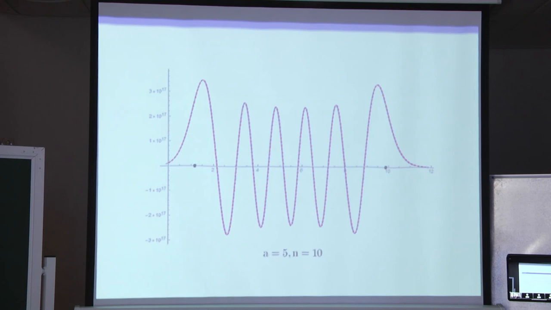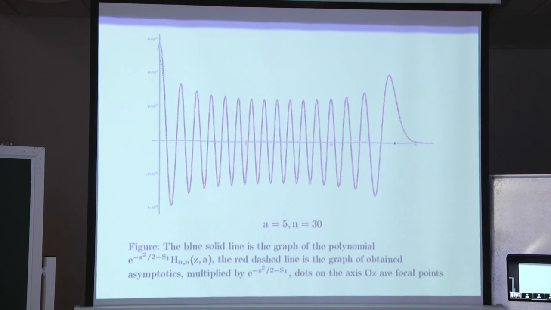After that, we can draw a graph. Here you see the result for n equal to 10. The solid blue line is the original polynomial. The dashed red line is our asymptotics. Here it is the case of two focal points. And here the case of one focal point.